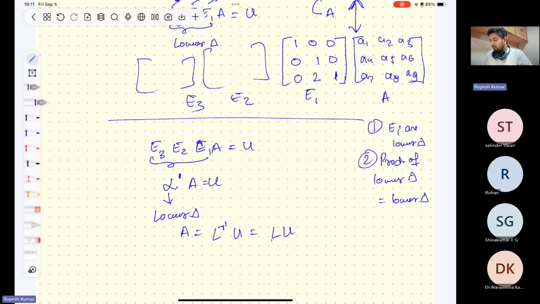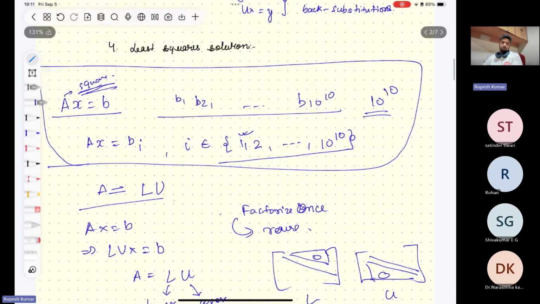And let's call it LU, where L is a lower triangular and U is the upper triangular. And this is the formula that you see. Simple. This is how you do LU factorization. This is the formula that you have been taught in the classes.